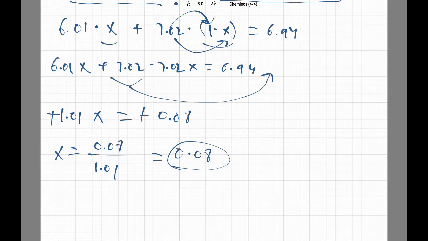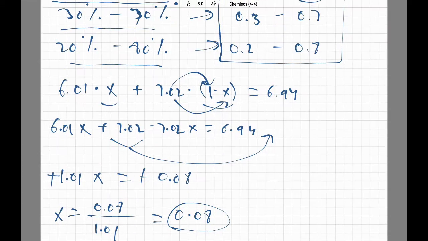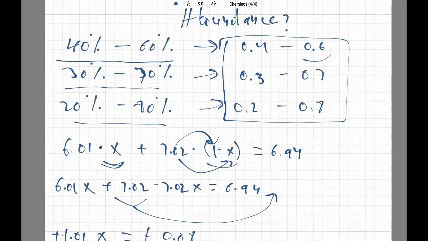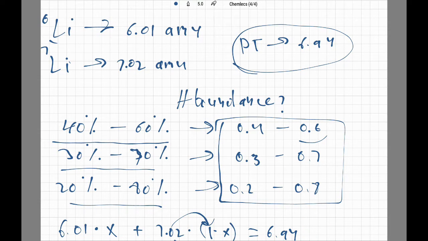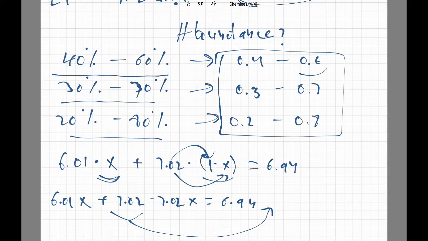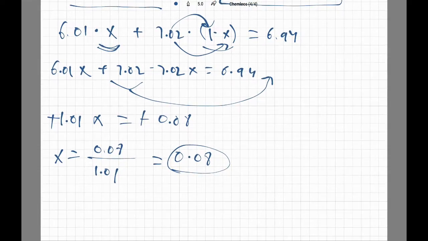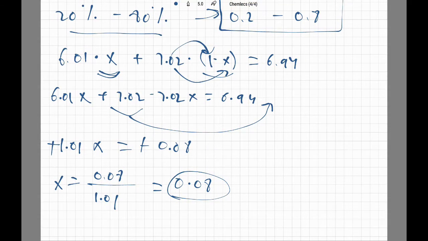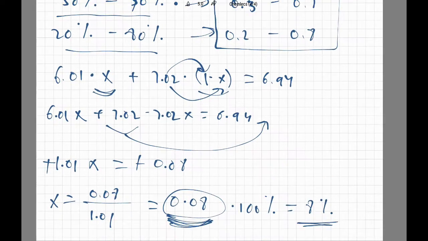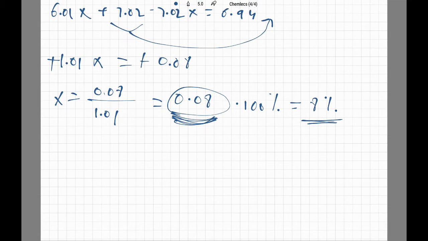Well, that should give you 0.08. Okay, so remember that I defined X as the lithium 6. All right, this is what I defined as X. So that's what the question is asking me as well. So this is the relative abundance of lithium 6. And if I times that by 100%, I'm getting 8%. Okay, so I have 8% of lithium 6, and by definition, I should have 100 minus 8%. Well, 100% minus 8% equals 92% lithium 7.